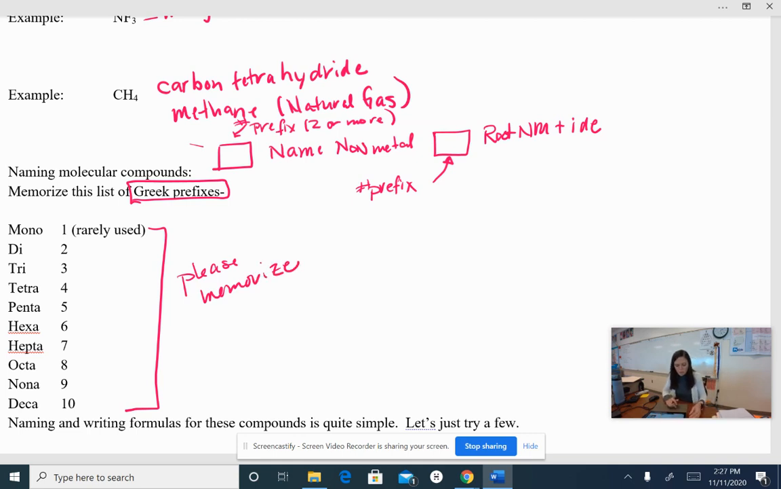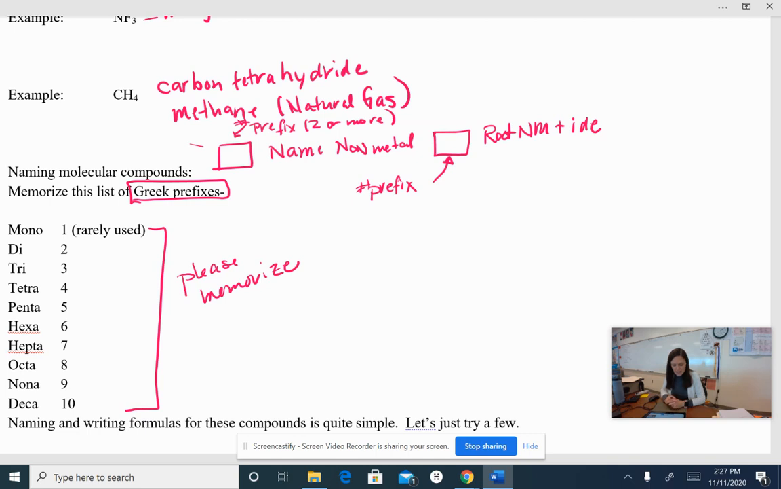Okay, so let's go over these. Mono means one, and a lot of times mono will be shortened to mon. Di means two. Tri means three. Tetra means four, and this is where it differs from the Latin. We're used to quad being four. That's Latin. This is Greek, so Greek is tetra. Penta for five, which is different than quinque, which is the Latin.